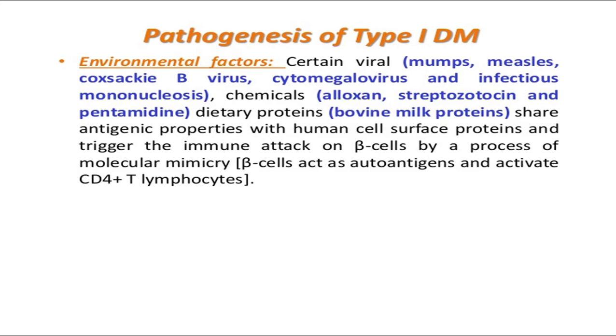Some environmental factors like virus infections such as mumps, measles, coxsackie B virus, cytomegalovirus, infectious mononucleosis, some chemicals, and some dietary proteins like bovine milk protein, which shares antigenic properties with the human cell surface protein, trigger the immune attack on the beta cells by a process of molecular mimicry. Beta cells act as an autoantigen and activate CD4 T lymphocytes. So our body does not distinguish self antigen from foreign antigen, and molecular mimicry is one of the pathogenetic features of autoimmune disease.